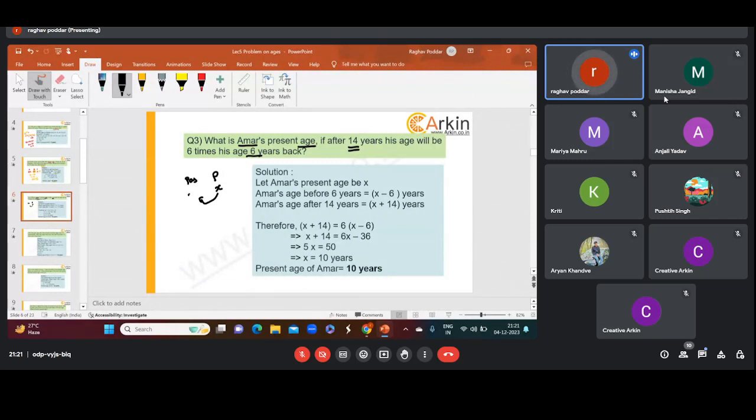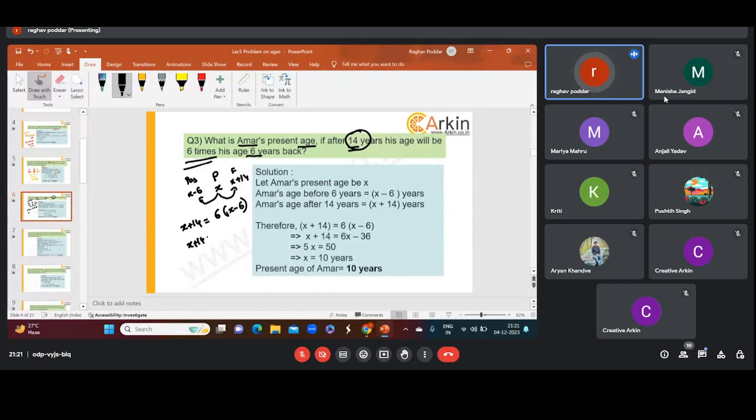So 6 years back you are going, so it would be x minus 6. And from present you will go in future. That would be, you have to go after 14 years, that would be x plus 14. If after 14 years his age, that means x plus 14, is equal to 6 times his age 6 years back, that is 6 into x minus 6.